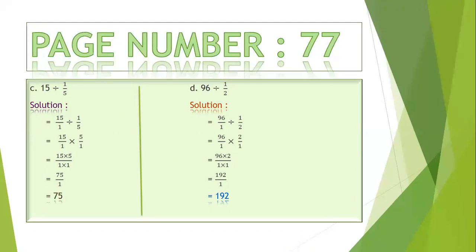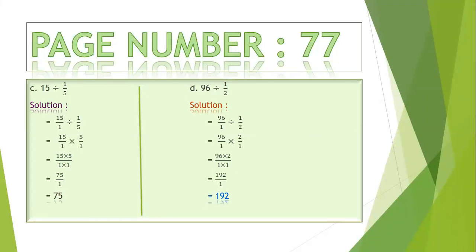96 divided by 1 over 12, sorry 1 over 2. Again 96 will be right. 96 over 1 divide, change the division sign into the multiplication and take the reciprocal of 1 over 2 which is 2 over 1. 96 over 1 multiply 2 over 1, multiply both 96 and 2. It will be 192 over 1 and 192 is our required answer.